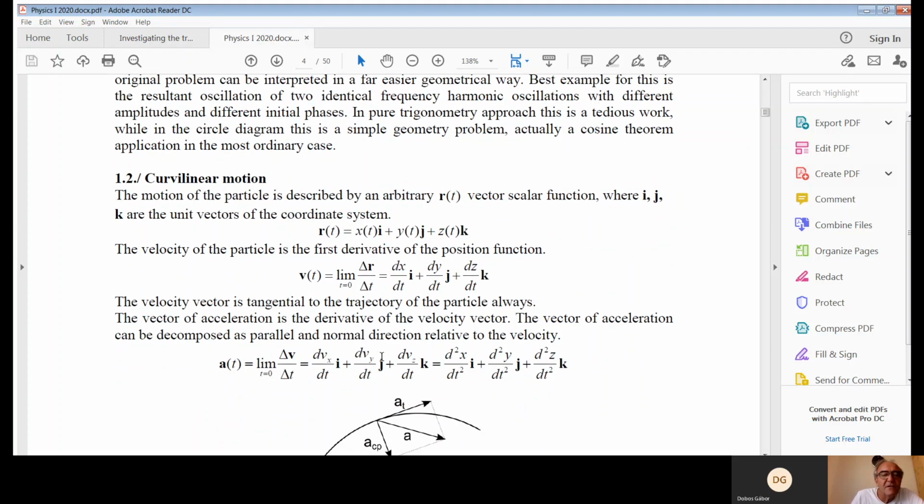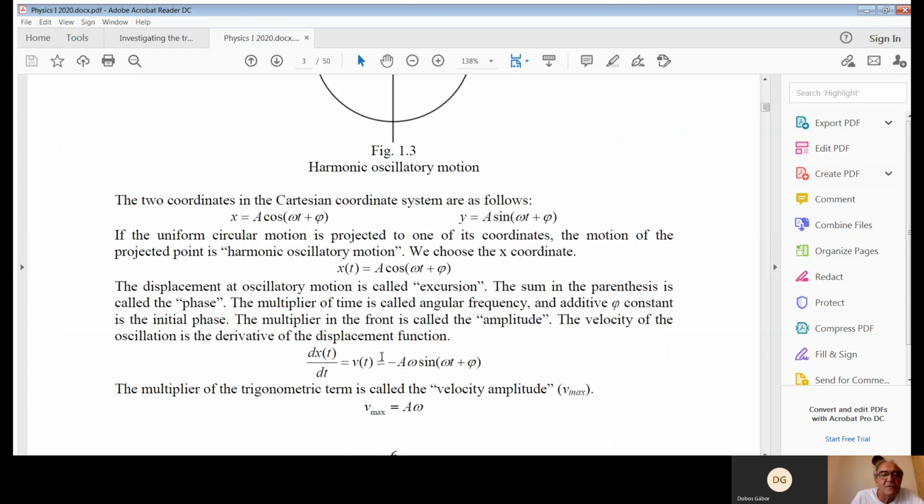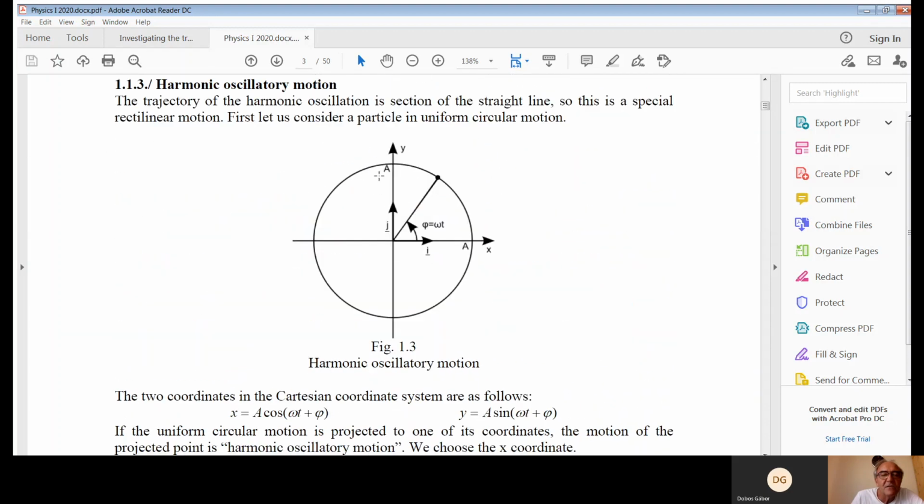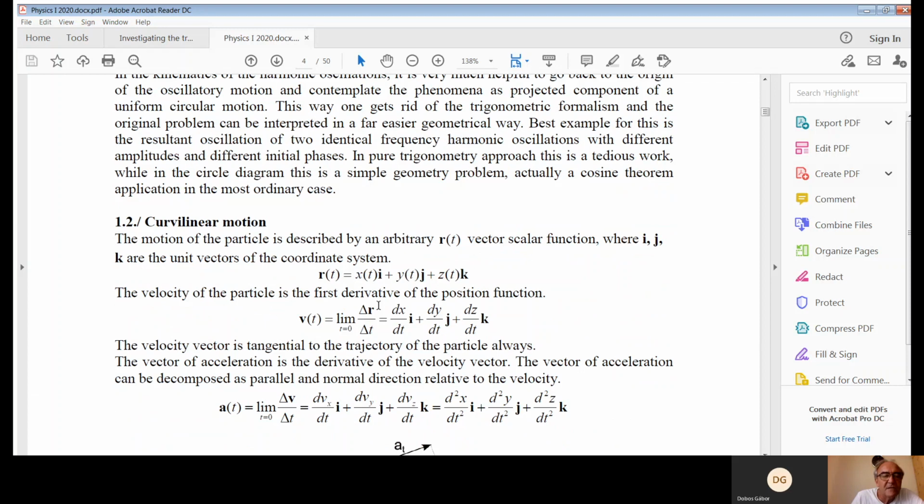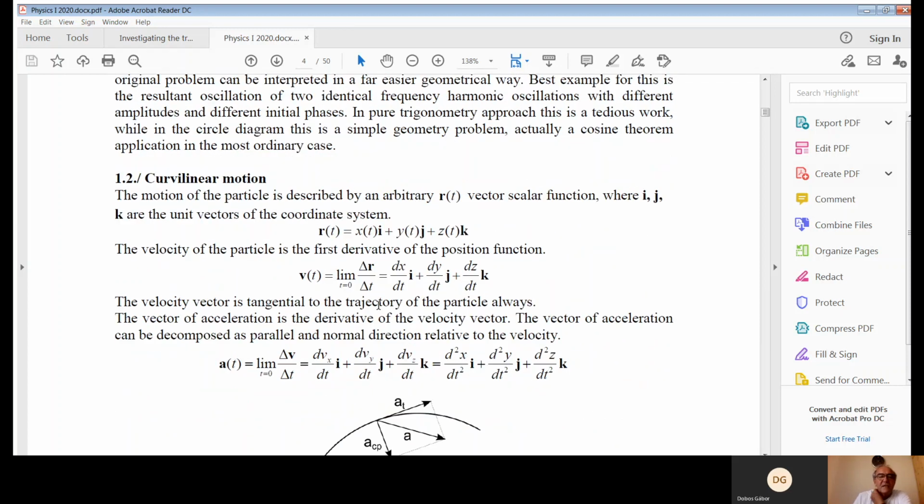Now comes the curvilinear motion. So far, rectilinear motion was everything, because this is always happening on a straight line. So the harmonic oscillatory motion is a straight line motion. But curvilinear motion is a motion which is not a straight line, but of whatever arbitrary shape. And therefore, it can be written with a vector-scalar function. This one is the vector, here is the scalar, and this is the r of t function, a vector-scalar function.